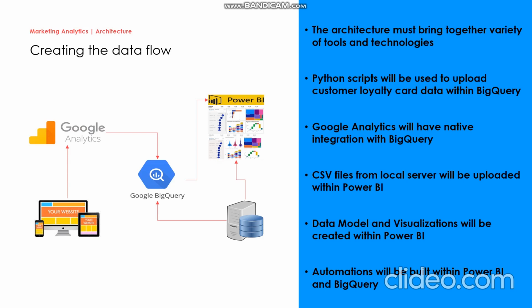So it's already sending all its data to Google Analytics. Google Analytics in turn has a native integration with Google BigQuery. And then I'm sending my loyalty card information and the order number or the transaction IDs to Google BigQuery from my local servers or my on-prem servers. And then I'm getting this data from BigQuery mapped into Power BI.